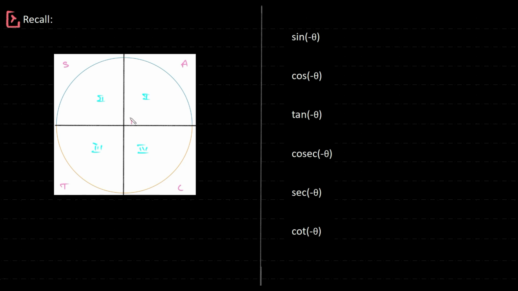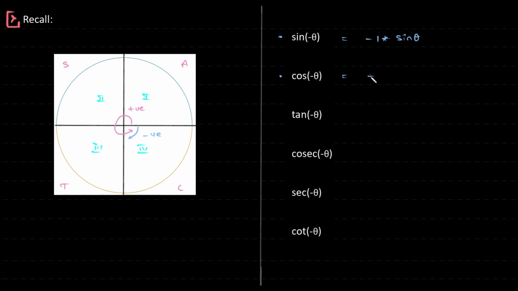Angles measured anti-clockwise are considered to be positive. If it turns out to be clockwise, it will be negative. Now, with this in mind, we can talk about sine of minus theta. That would be minus 1 into sine theta, because it falls in the fourth quadrant, and in its simplest form, this would be negative.